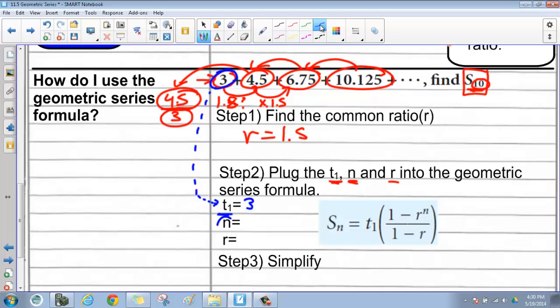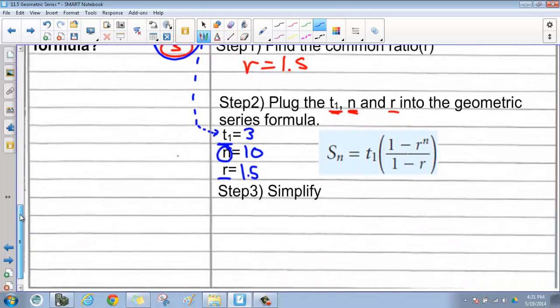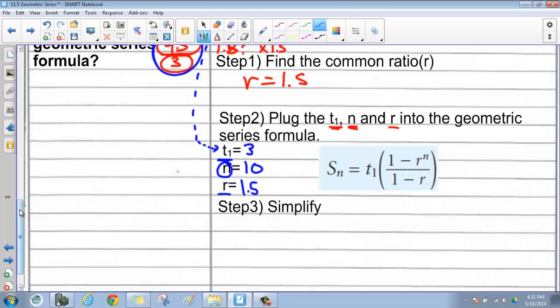The n. How many terms are in this series? Where is that? I'm looking for it. Oh, it's right here. The S sub 10. The 10 tells you how many terms are in this series, so we're going to put 10 in for that. And the common ratio, we had to hunt that down by doing the second term divided by the first, and we found that was 1.5 right there. So we're going to plug those things into this formula. Okay, so let's do that.